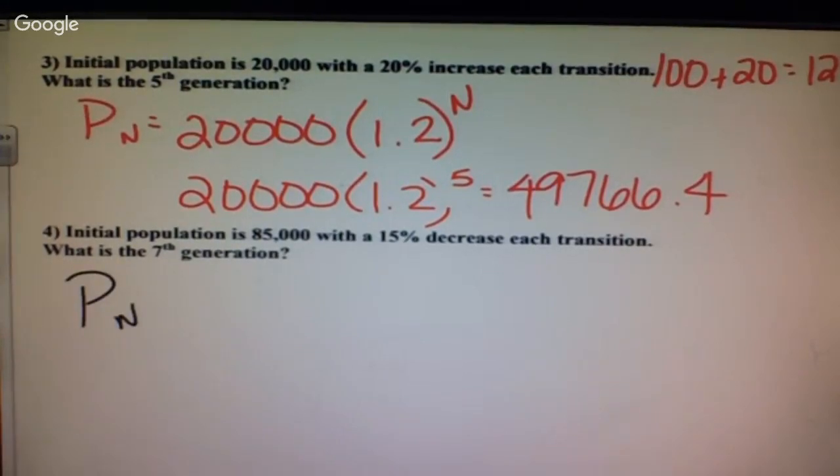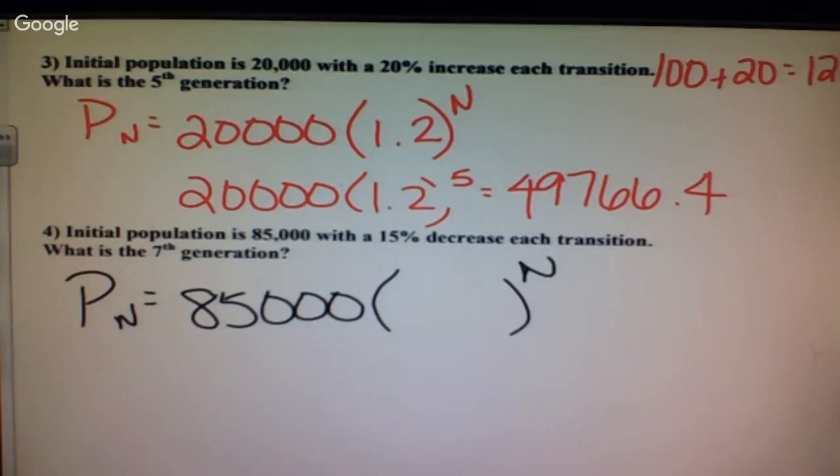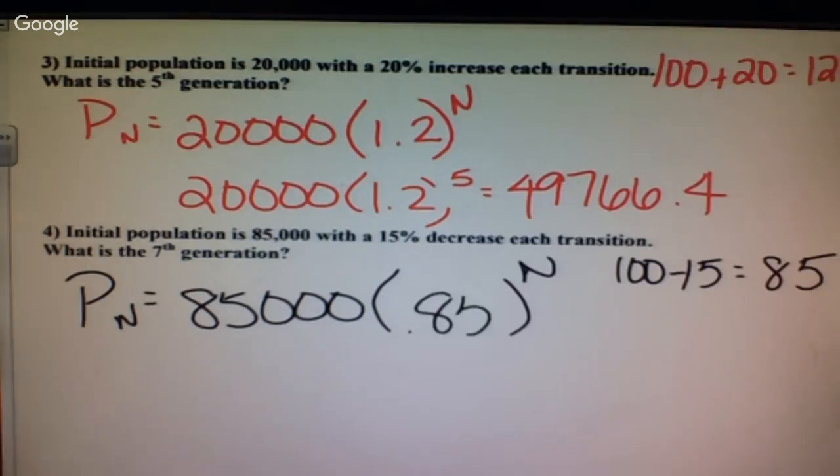P sub n equals 85,000. Now what goes in parentheses? Good. 15% decrease. So again, minus 15, everything starts at 100. Minus 15 gives me 85. So Drew said I put in 0.85. Then go to the 7. And they want the 7th generation.